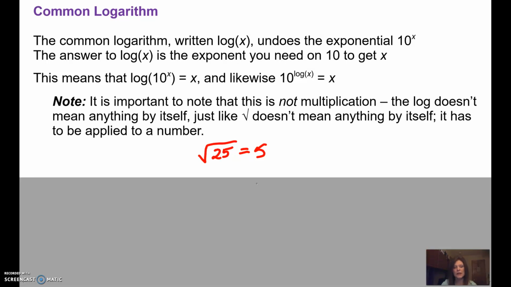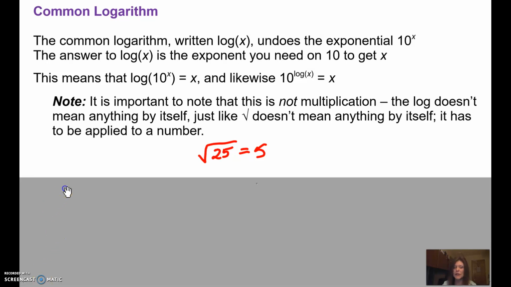They undo one another. All right, so it's not multiplication. We're not multiplying log times something. It's just a notation, just like a square root symbol is a notation. So here I have square root of 25. When I see square root, that little symbol, that's in my mind being interpreted as find a number times itself that will give you 25. So I interpret that way, and then I know the answer is 5.